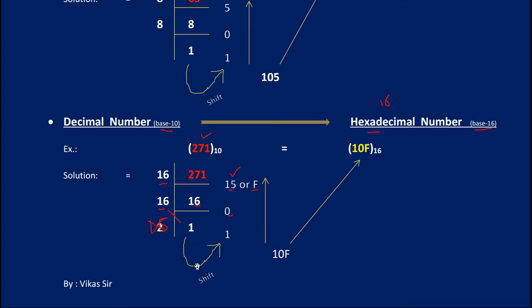So this one will be shifted just below these remainders, and we will write them in sequence, from bottom to top, in the form of 10F. This 10F we have to write here, with the base, that is 16. This will be the answer, the hexadecimal number converted from the decimal number system. So this is our answer.